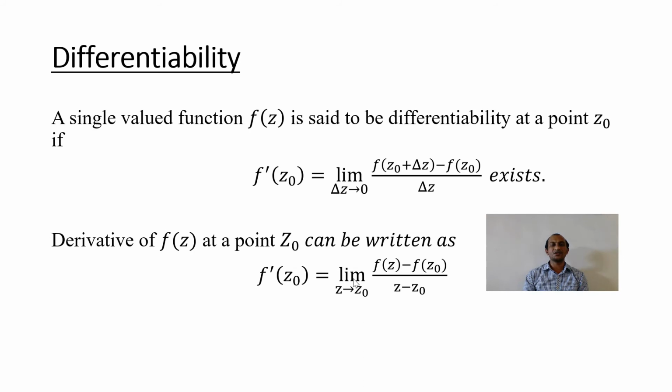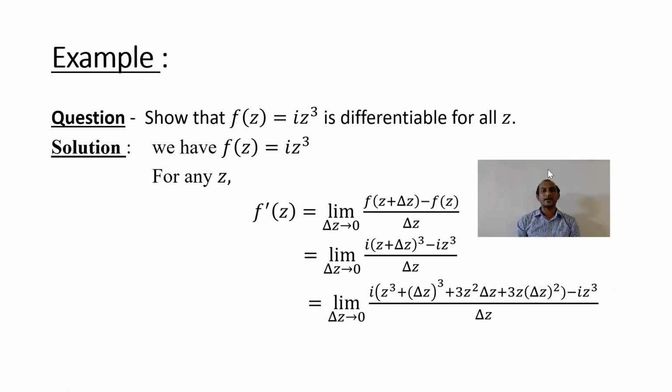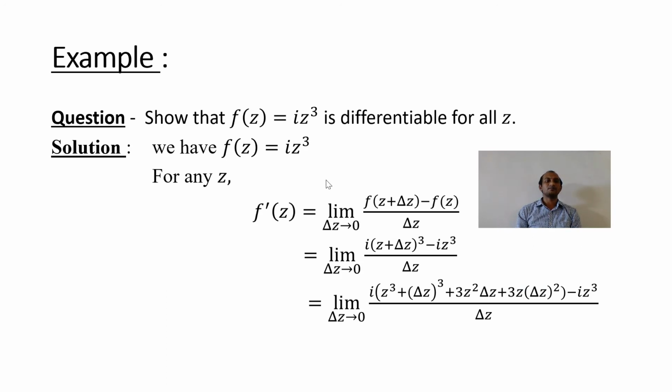How to evaluate this form? Put here delta z as z minus z0, so z0 plus delta z becomes z, and f of z0 stays as it is, with delta z being z minus z0. By this type of method we can find the different forms. Now an example. Show that f of z equal to iz cube is differentiable for all z. So we can apply our definition of differentiability.